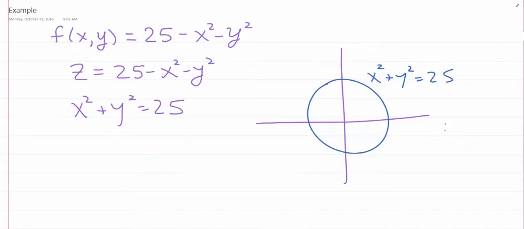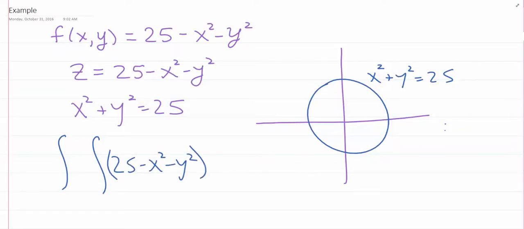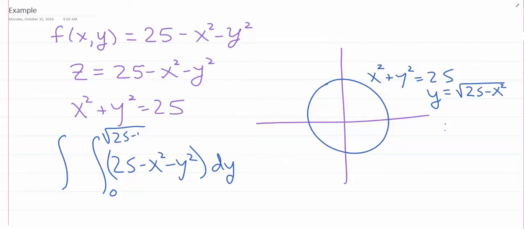Now I've got to say what x and y are doing. So let me set up my double integral. And by the way, the integrand is 25 minus x squared minus y squared. And I've got to decide, do I integrate with respect to x or y first? I don't think it's going to matter much. I think what I'll do, though, is solve and get y equals the square root of 25 minus x squared. Okay? So I'll integrate with respect to y first. So I'm going to go from 0 to the square root of 25 minus x squared.